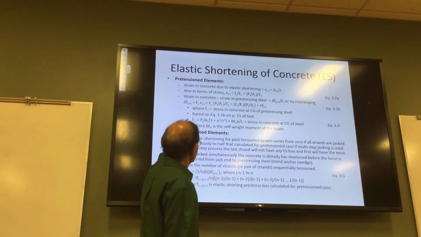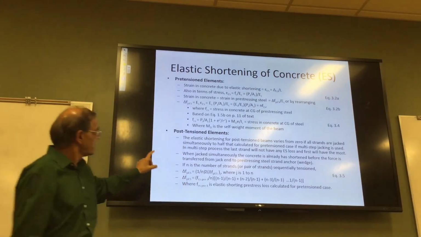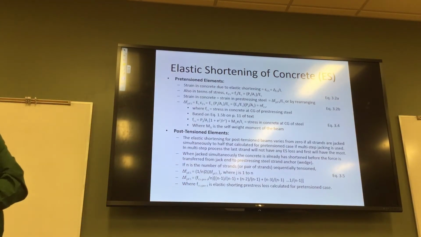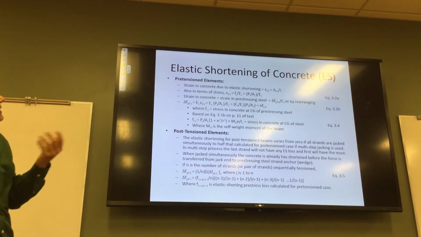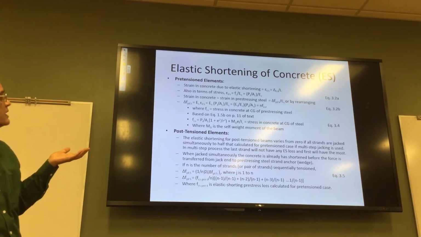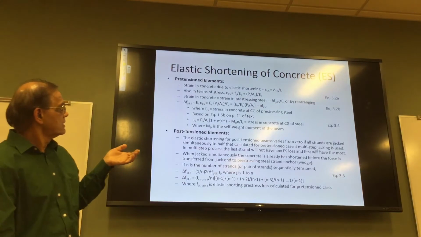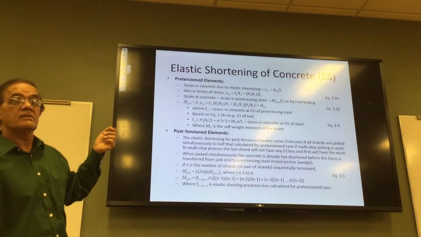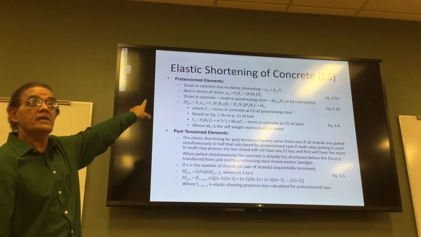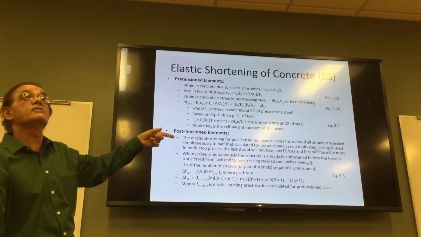post-tensioning elements. Like I was saying, elastic shortening for post-tensioned beams varies from 0 if all strands are jacked simultaneously to half that value of the pretension case. Just like what you calculated up here, you take half of that if you're jacking sequentially, one at a time.